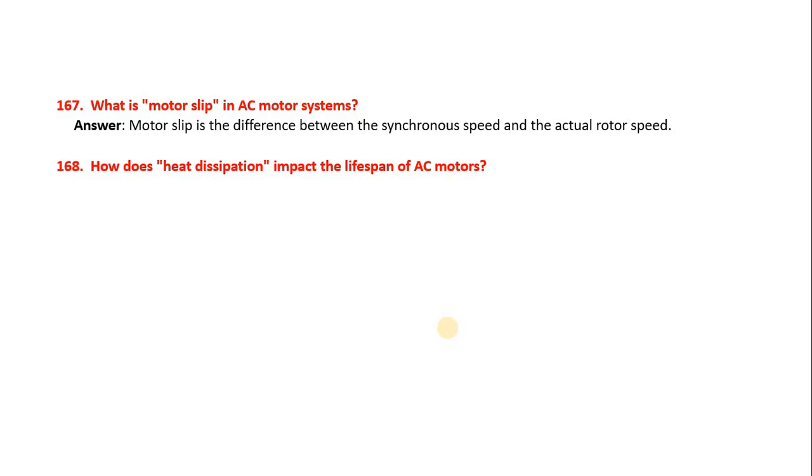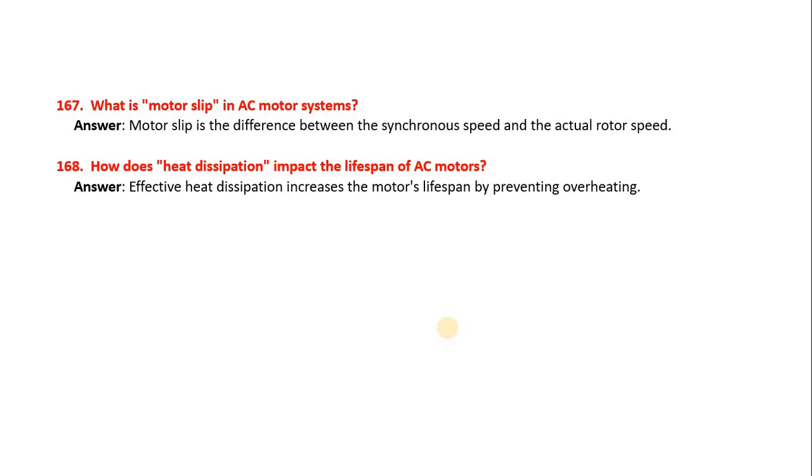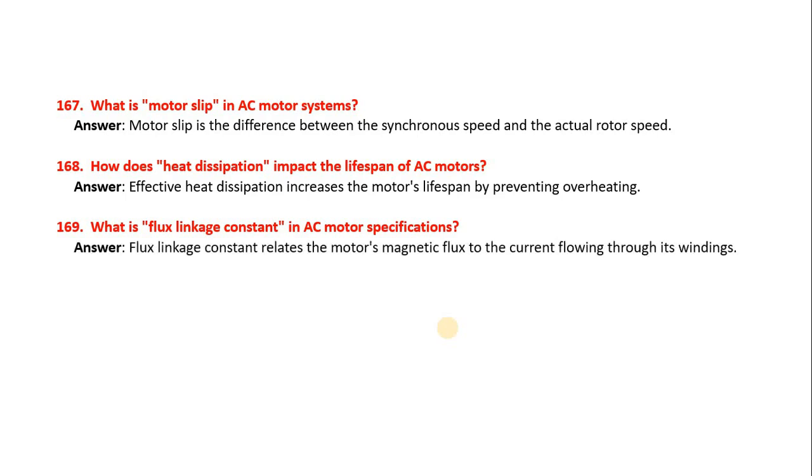How does heat dissipation impact the lifespan of AC motors? Effective heat dissipation can increase the motor's lifespan by preventing overheating. What is flux linkage constant in AC motor specification? Flux linkage constant relates the motor's magnetic flux to the current flowing through its winding.